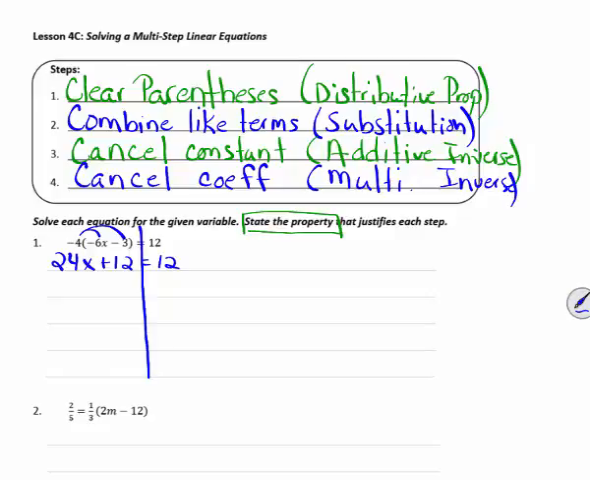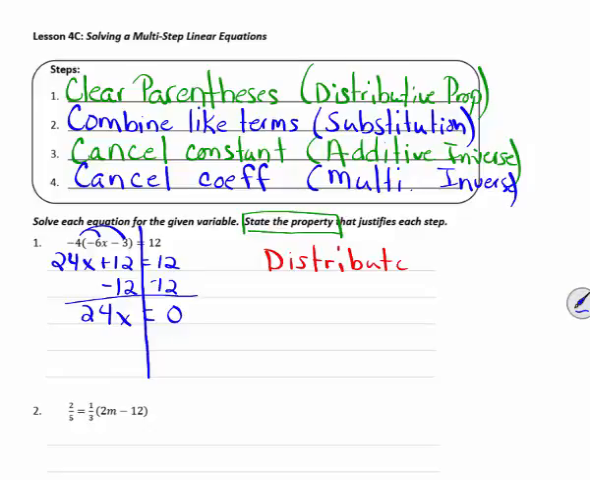Okay? So far, so good. Actually, I think I'm going to do the steps right now as well. So the step that I just did was my distributive property. Okay, now I don't have any like terms, because like terms have to be on the same side of the equal sign. But what I can do is now I have to cancel my constant. So I'm going to subtract 12 from both sides, just like we did yesterday. I'm going to bring down 24x. 12 minus 12 is 0.